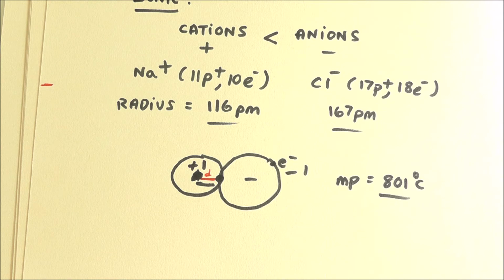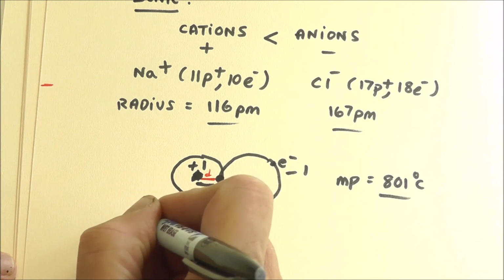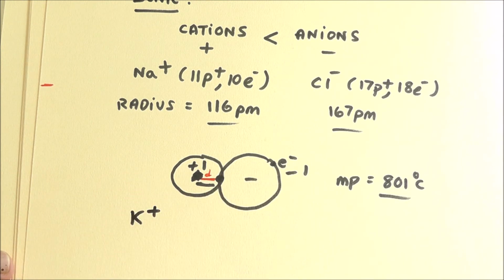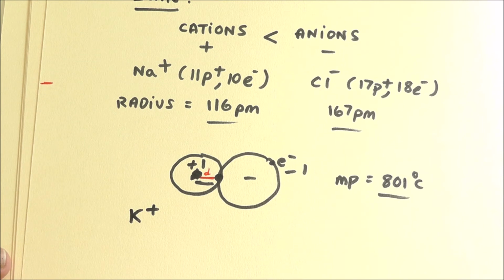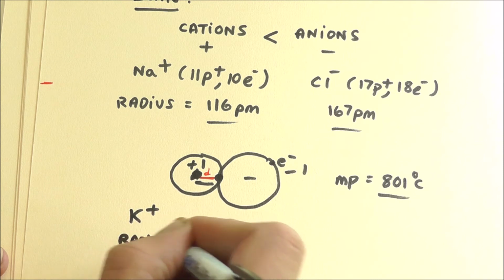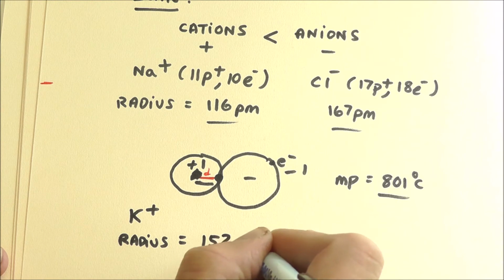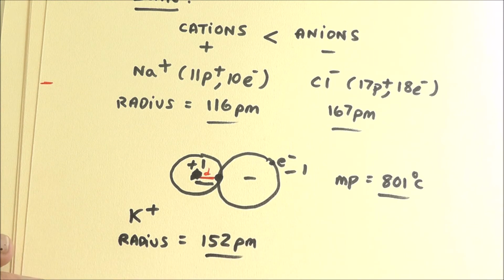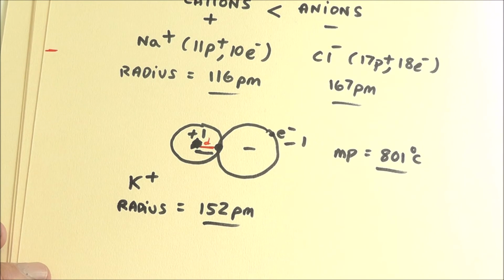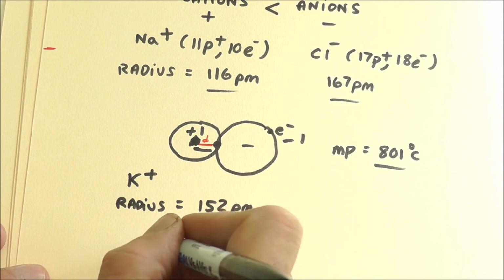And now, let's do this. What if I were to switch out a sodium for a potassium? Potassium would have 18 electrons, and it would have 19 protons, but this would have a radius. I looked this up. This is not secret information. You can just Google the ionic radius of potassium, and you'd find out it's 152 picometers. So what if we had potassium chloride?